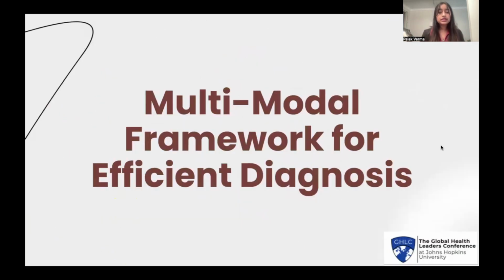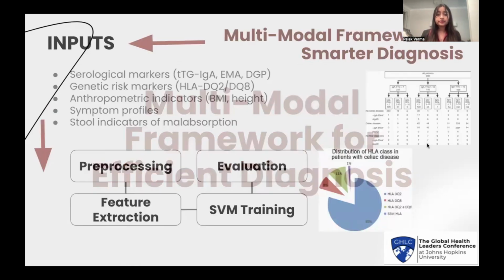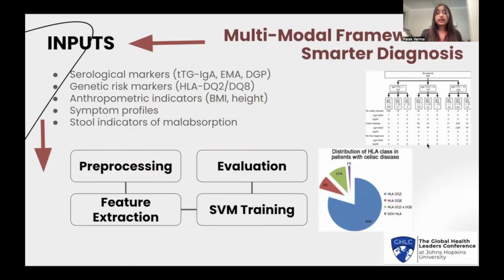Now, for our multimodal design, our framework considers different input types, symptoms, serology, and genetic markers, for instance, to simulate how doctors think, meaning different factors are considered. And this approach increases diagnostic precision and reduces over-reliance on a singular test. Now, with that, we have many key inputs in our framework. For instance, we included the TTG-IgA blood test results, the HLA alleles, which are responsible for celiac disease, BMI, stool analysis results, and symptom clusters.